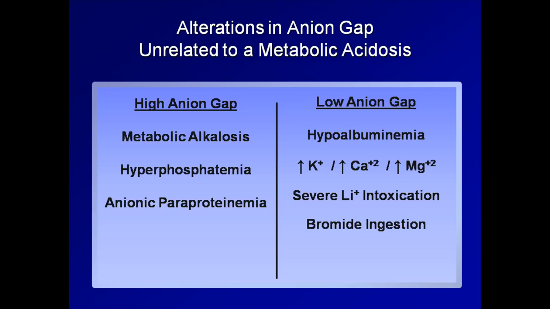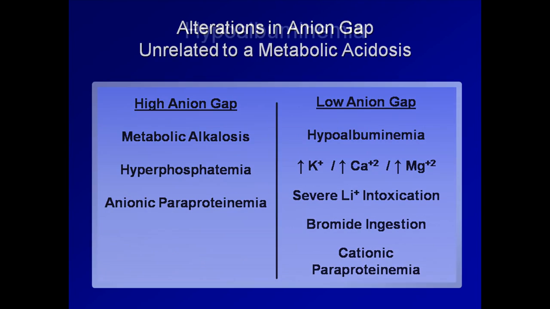Finally, the presence of a cationic paraprotein, such as a monoclonal IgG in multiple myeloma, can also lead to a low anion gap. In fact, an unusually low anion gap, in the absence of an obvious electrolyte disturbance or hypoalbuminemia, may prompt an evaluation for multiple myeloma. As hypoalbuminemia is the most common cause of a low anion gap, a formula has been empirically developed in an attempt to adjust the anion gap to account for it.